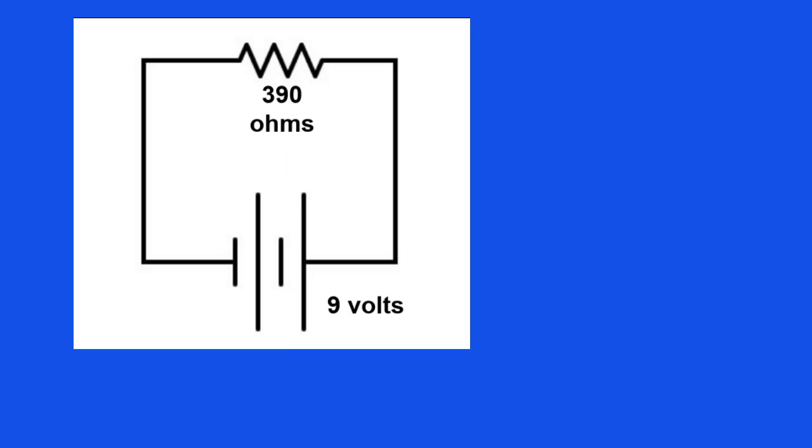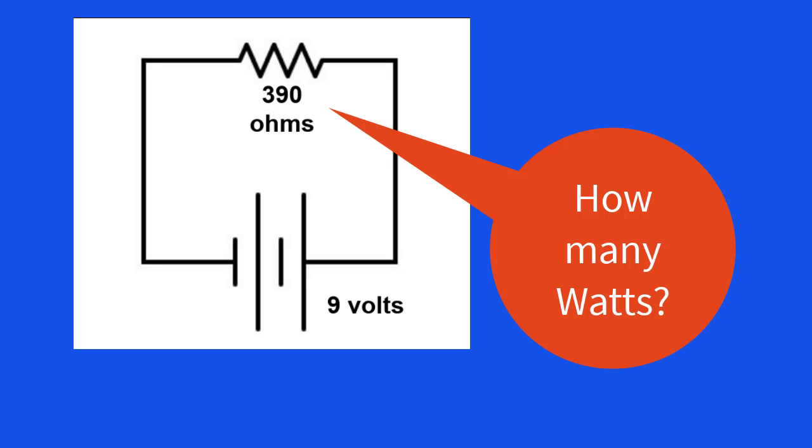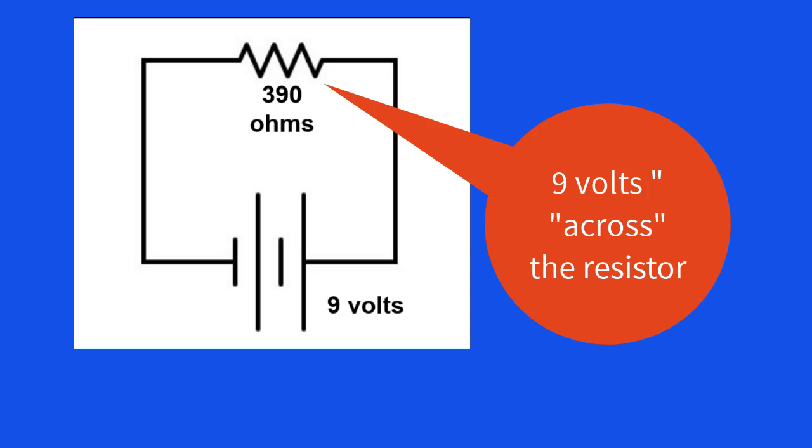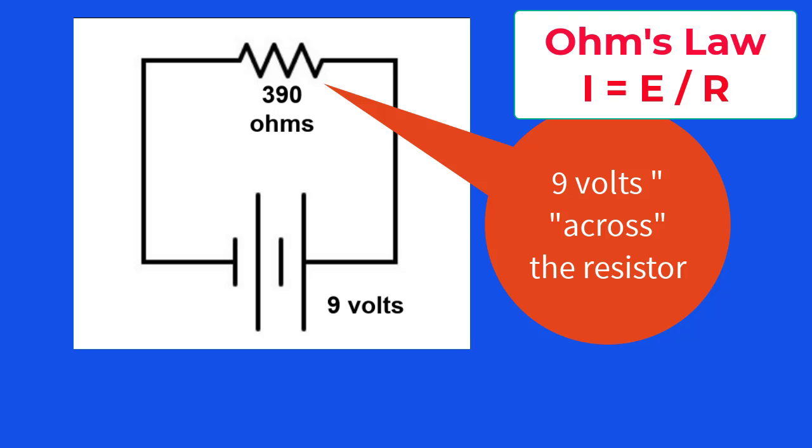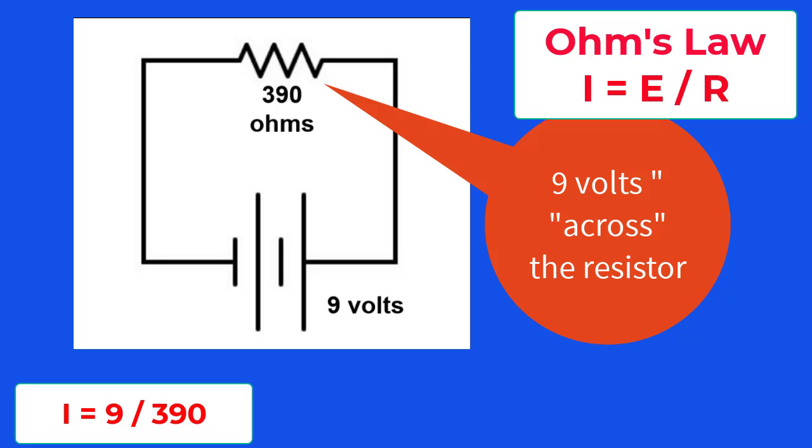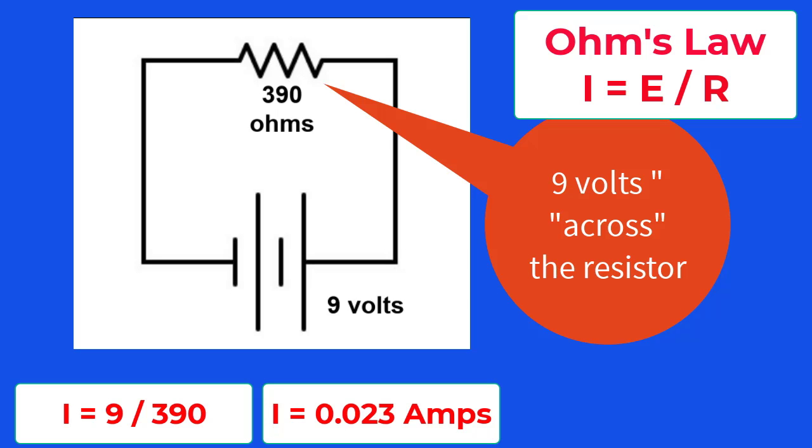Let's take a circuit with a 9-volt battery and a 390 ohm resistor. How many watts should this resistor be able to handle? Watts are defined by the voltage drop across the component and the amount of current flowing through the component. In our circuit, we have 9 volts across the resistor. Using Ohm's law of I equals E divided by R, I equals 9 divided by 390, or I equals 0.023 amps.